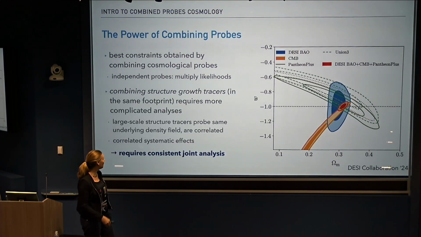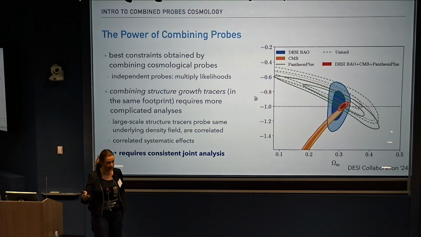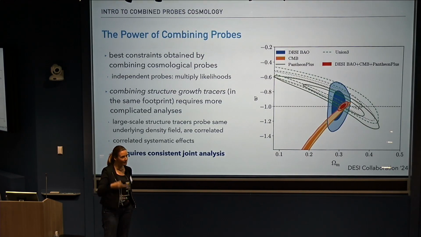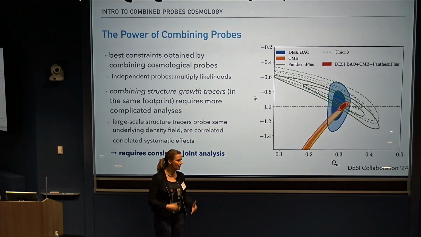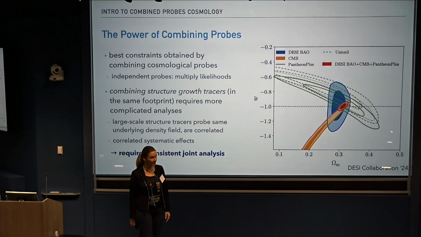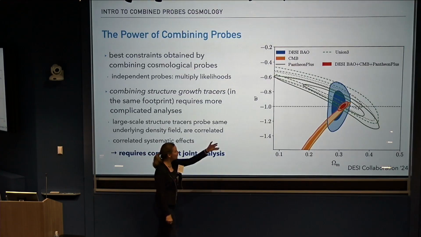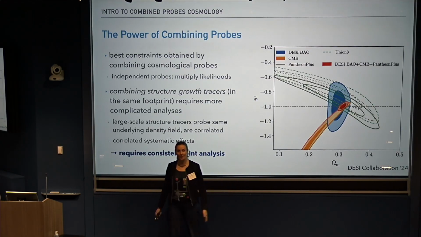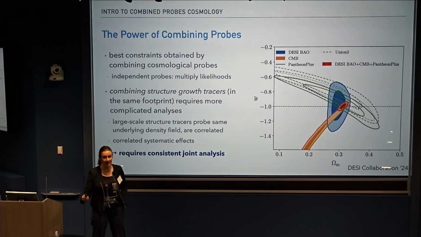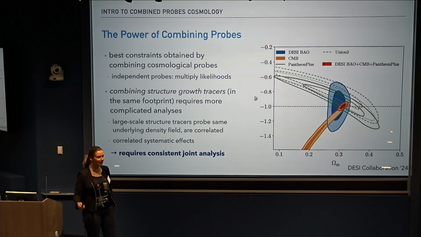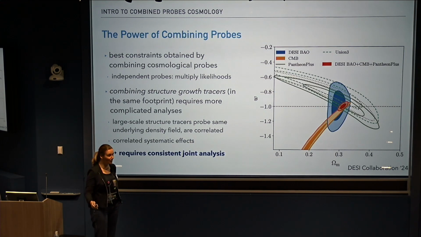If we now talk about structure growth traces, of course, these are inherently correlated because we may measure weak lensing and say TSZ or KSZ in the same footprint. So there's a structure formation correlation. There may be shared astrophysics, and there may also be shared observational systematics. So we can't multiply likelihoods anymore. We need to do a joint analysis. And what that joint analysis will look like, of course, then depends on what approach you follow.